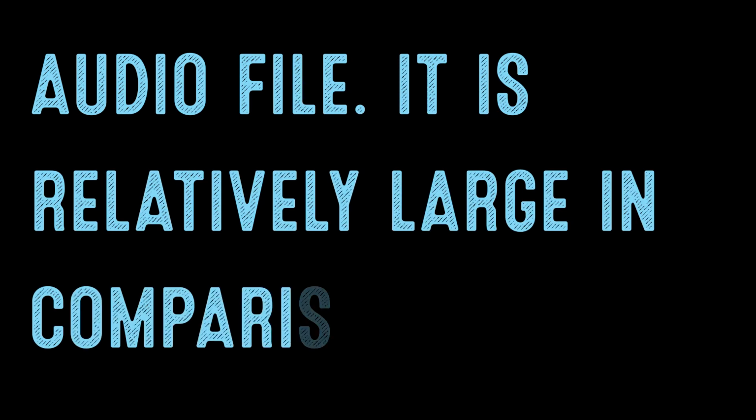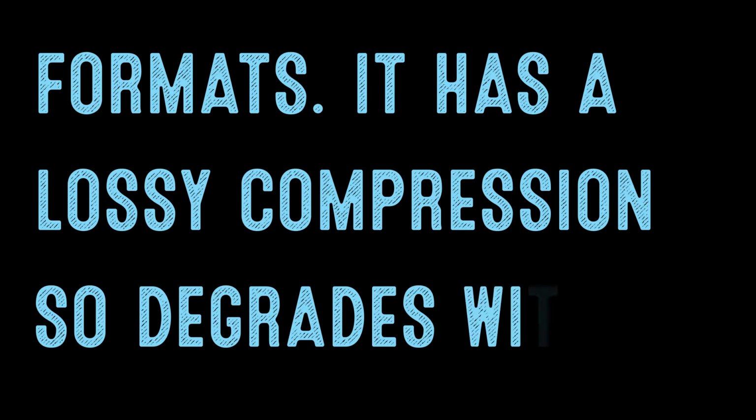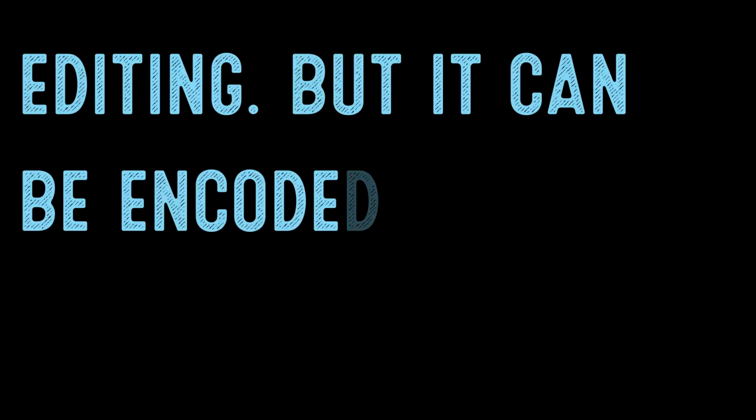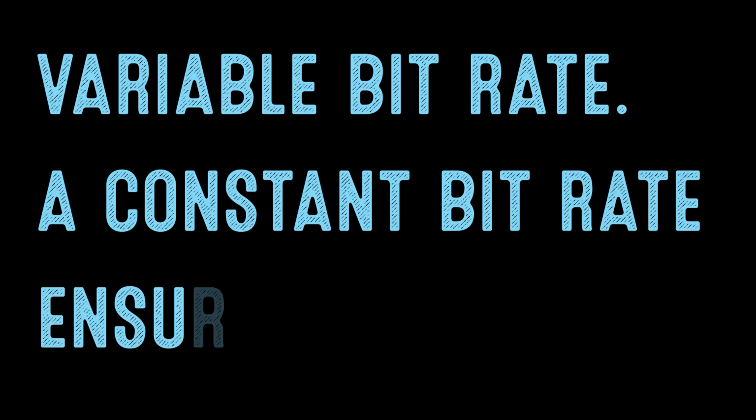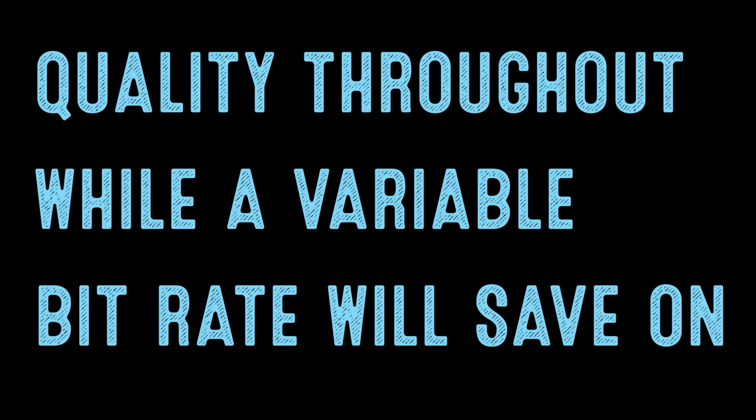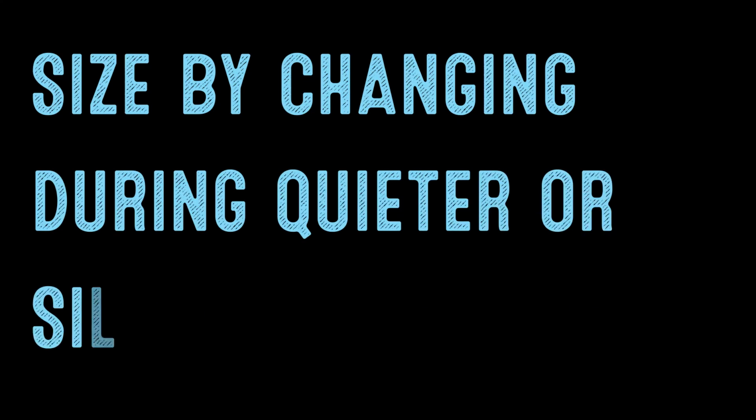The Daily Code Snippet. Let's look at MP3 first because it is the most common audio file. It is relatively large in comparison to other formats. It has a lossy compression, so degrades with editing, but it can be encoded at either a constant or variable bitrate. A constant bitrate ensures the same quality throughout, while a variable bitrate will save on size by changing during quieter or silent moments in the audio.